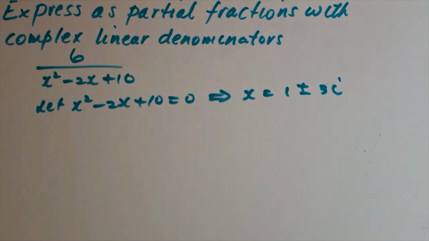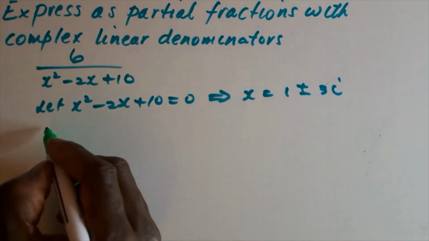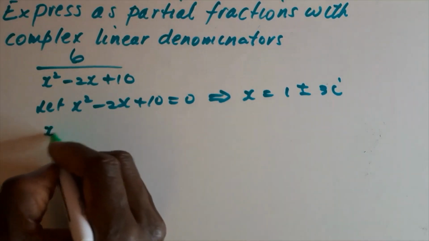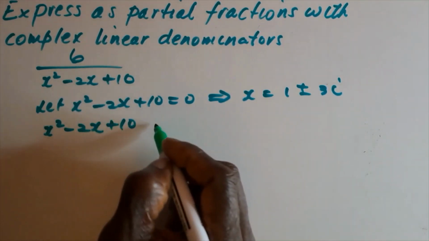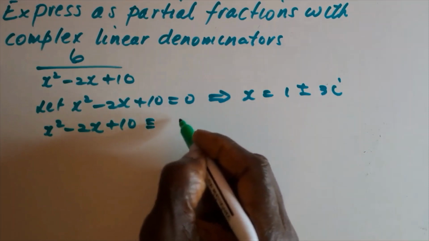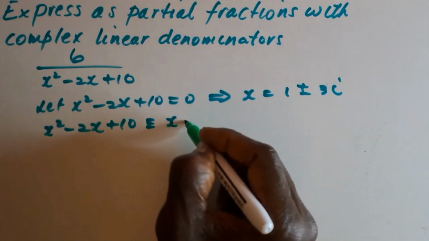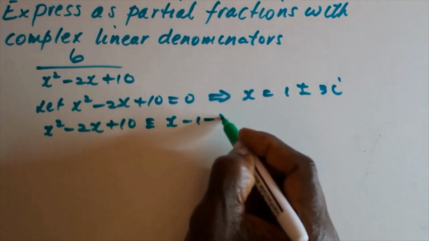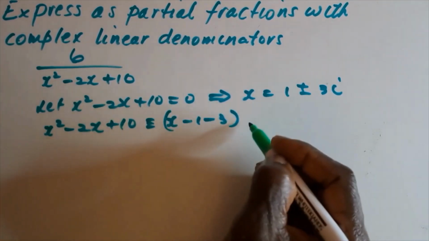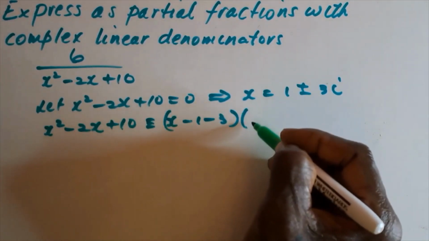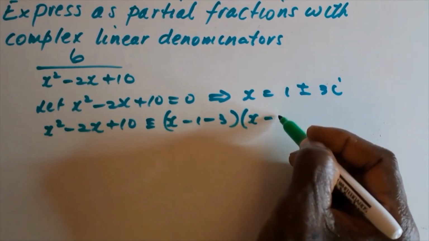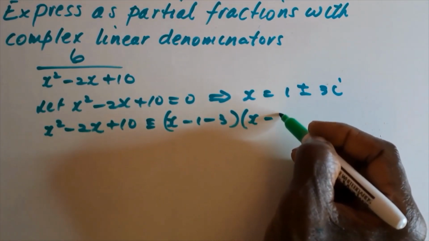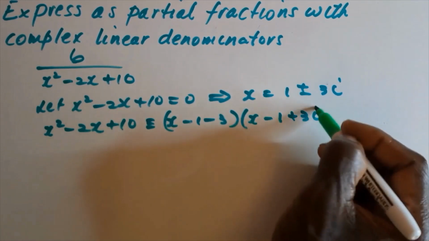The next thing we want to do is to find the complex factors, and they are for x squared minus 2x add 10. The complex factors are x minus 1 minus 3i. If you're not sure about this, check my previous video and you'll see I've covered it in detail. x minus 1 add 3i.